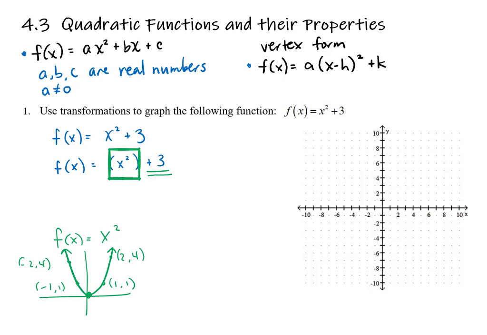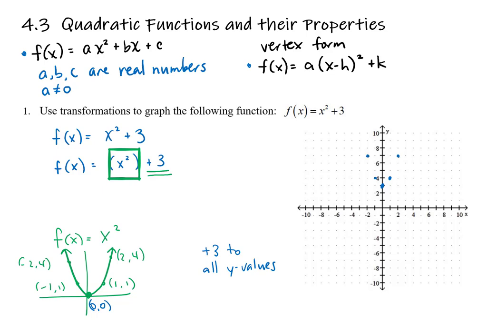This is going to be the same as the vertical transformation, this plus 3. So that means I'm going to take my origin, and all of these points are going to move up 3. So I'm going to add 3 to all the y values. And so I'm going to go to (0, 3). And what was once at (1, 1) is now at (1, 4). And what was once at (2, 4) is now at (2, 7). (-1, 4). And then (-2, 7).